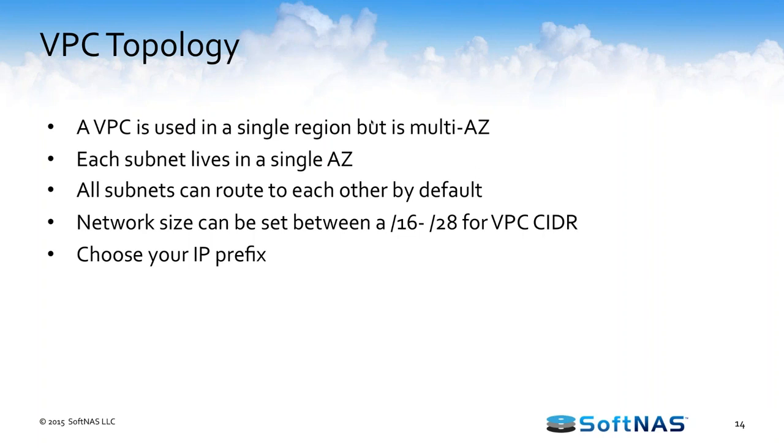All of the subnets that you create within a VPC can route to each other by default. The overall network size for a single VPC can be anywhere between a /16 and a /28 for the overall CIDR of the VPC, and that's also configurable for each of the subnets you set within the VPC. It also gives you the ability to choose your own IP prefix, so if you want the 10 network or the 50 network, or whatever you'd like your private IP address range to be, that's configurable within your VPC topology.